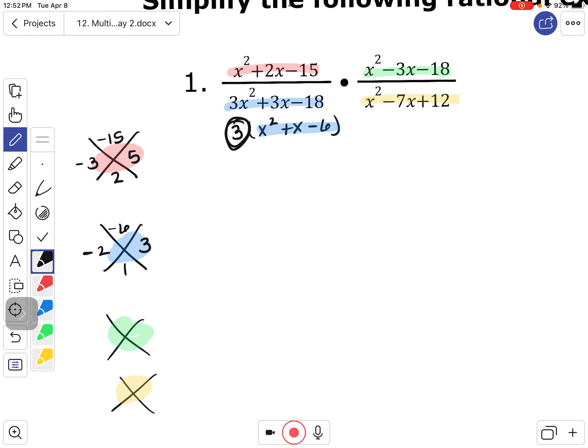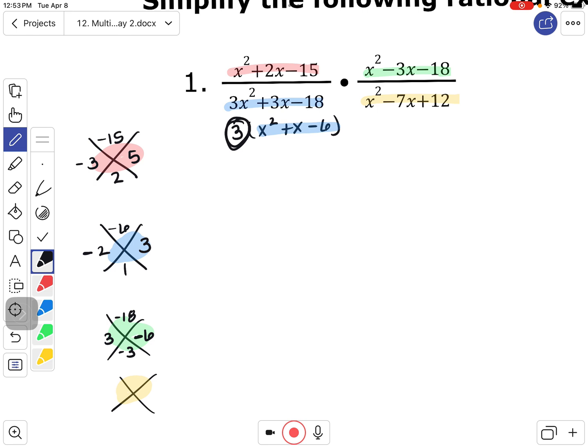Okay, the next one, the green one, x squared minus 3x minus 18. I'm going to put my negative 18 on the top. There's not a greatest common factor in that one, so that's why we can just keep going. And then a negative 3 on the bottom. I know 3 and 6 make 18, and if I want it negative 3, then it's going to be a negative 6.